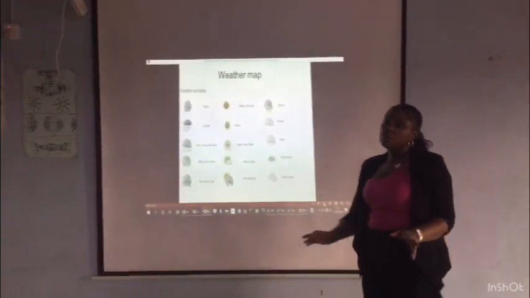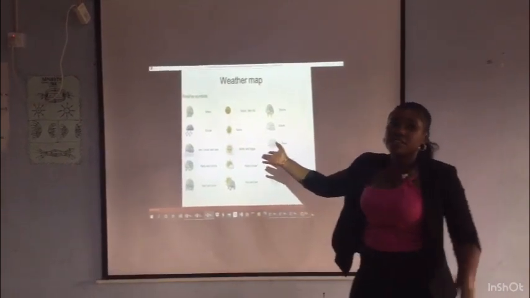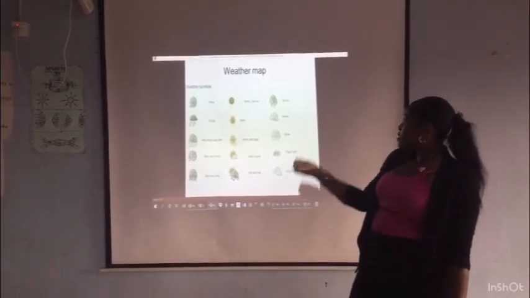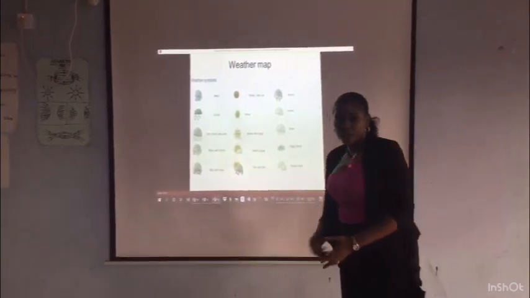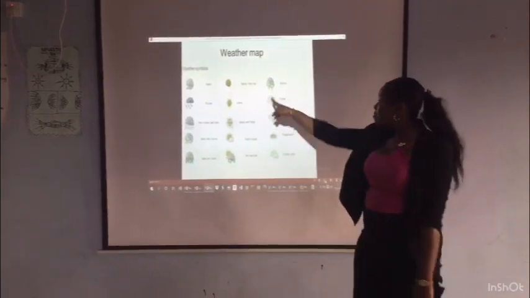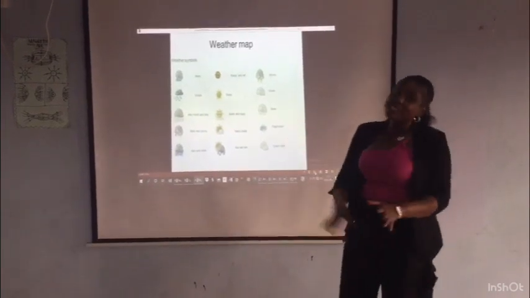Please, learners, I want you to pay attention to these images, these pictures. They are very, very important so that you can know the symbols of your weather. So when you see it anywhere, you should be able to say, oh, this is a symbol of the sun. This is a symbol of the snow. This is a symbol of the storm.